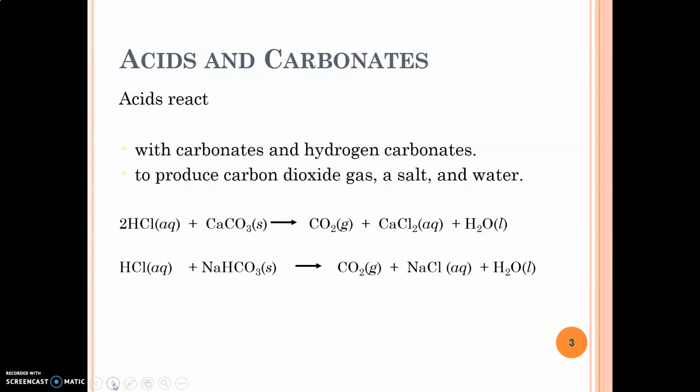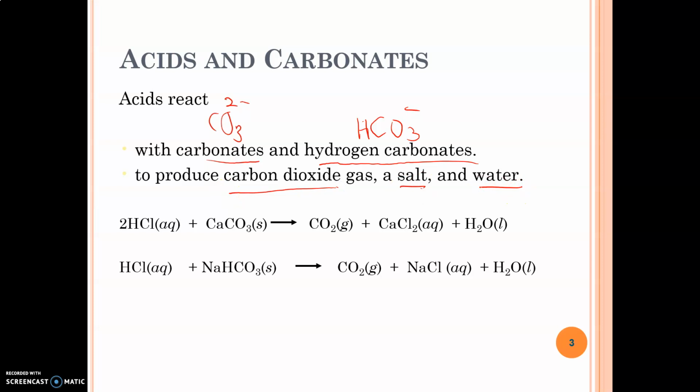The second type of reaction is acids with carbonates. Do you remember the carbonates? Carbonate is CO3, and that's -2. So when acid reacts with carbonate and hydrogen carbonate, which is HCO3 or bicarbonate, here's one example. They produce carbon dioxide, salt, and water.